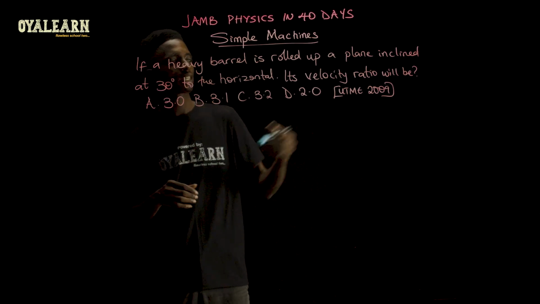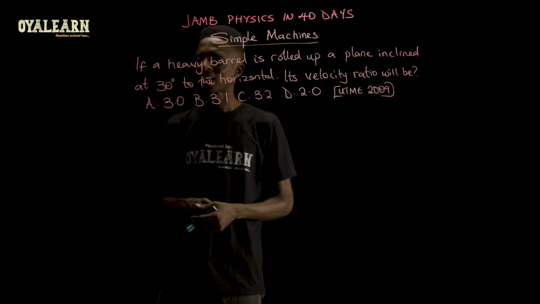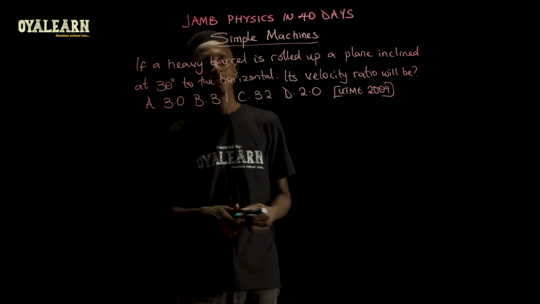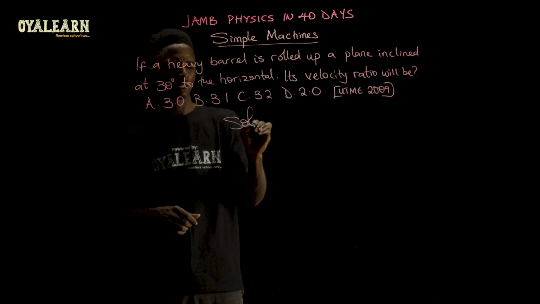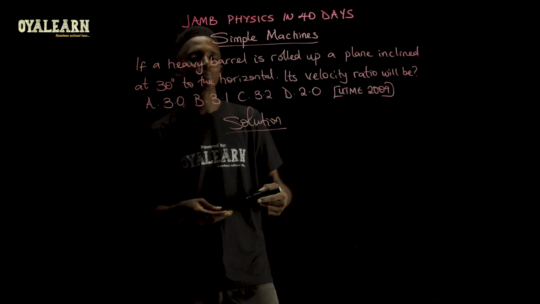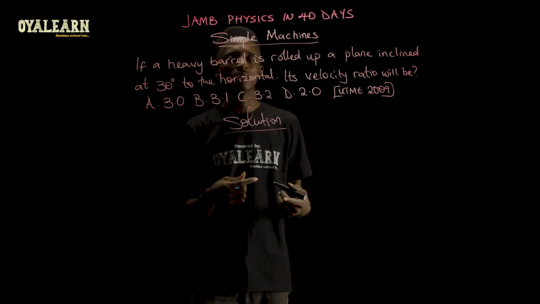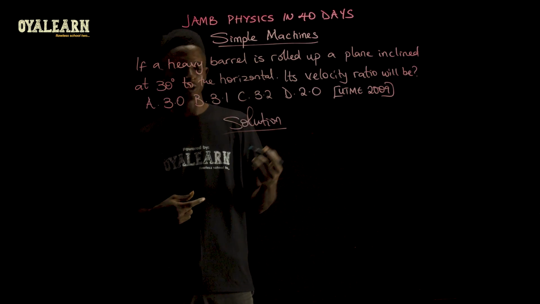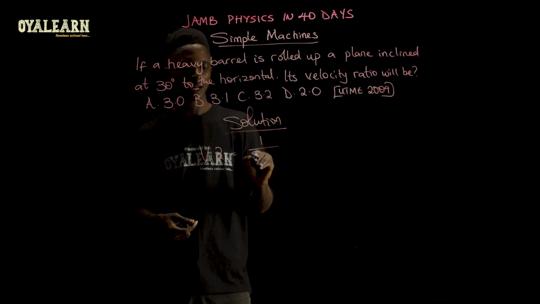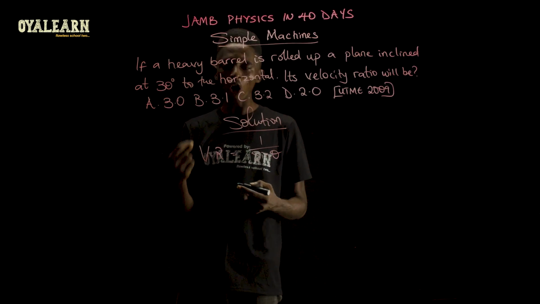This question from UTME 2009 says, if a heavy barrel is rolled up a plane inclined at 30 degrees to the horizontal, then its velocity ratio will be... At the beginning of the video I did mention that when you have an inclined plane, we know that velocity ratio is supposed to be distance moved by effort over distance moved by load. But when you are not provided with that information, there is another equation you can use to find velocity ratio for an inclined plane. That velocity ratio is given as 1 over sine theta, where theta is the angle of inclination of the plane.